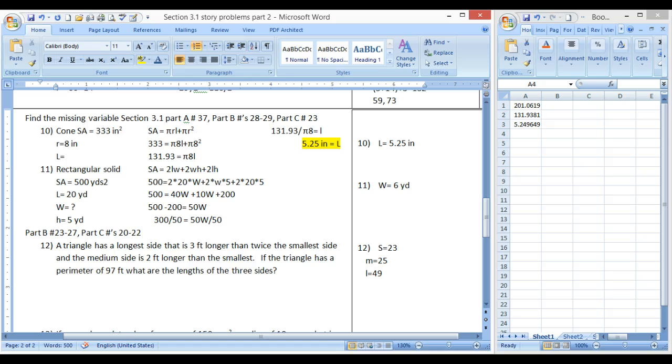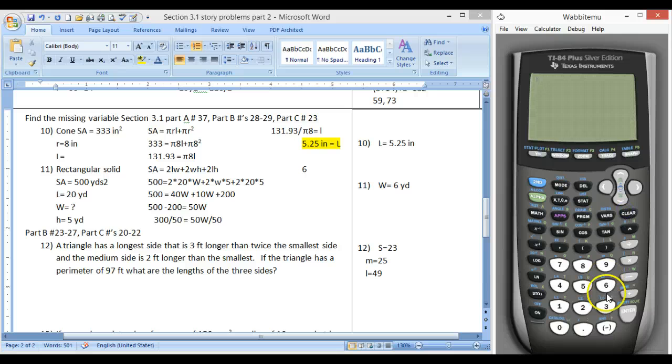300 divided by 50, that's kind of like saying 30 divided by 5, which is 6, because the zeros will cancel out. If you're not comfortable with that, go ahead and use your calculator. 300 divided by 50 gives us 6. And on the right-hand side, 50 divided by 50 cancels, so I'm left with W. So the answer is, the width is 6, and I need to put on my units, so it's 6 yards. There we go. Let's move to the next one.